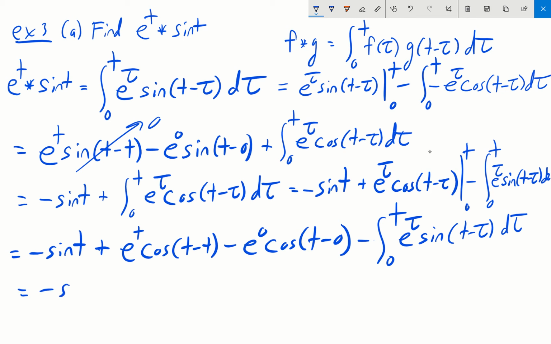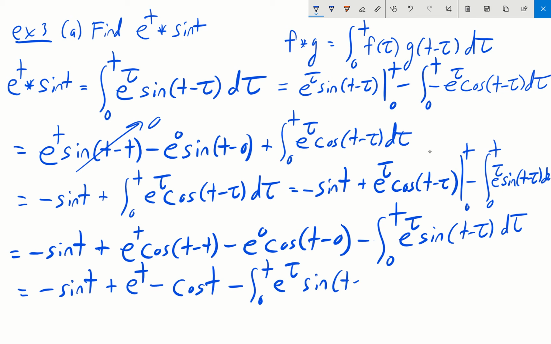This is equal to the negative of the sine of t. Here, this is going to be the cosine of 0, which is 1. So this is going to be e to the t times 1, which is e to the t. Here, e to the 0 is 1. This is going to be minus the cosine of t. And then we have this minus the integral from 0 to t, e to the tau, the sine of t minus tau d tau.